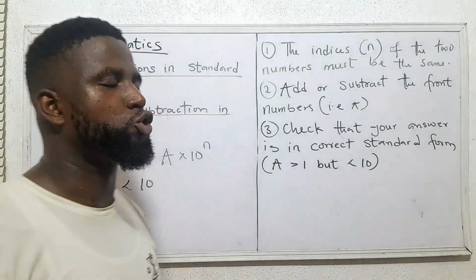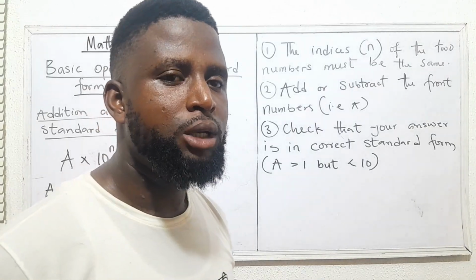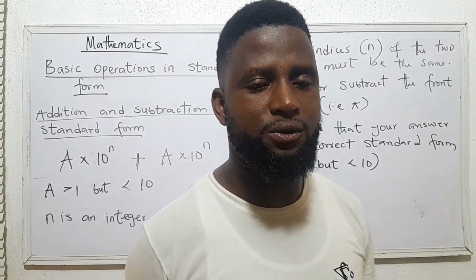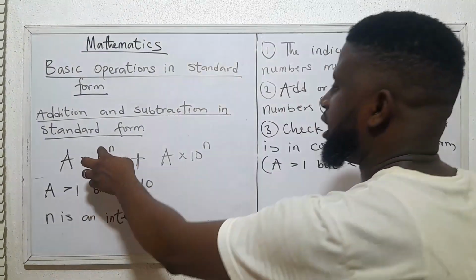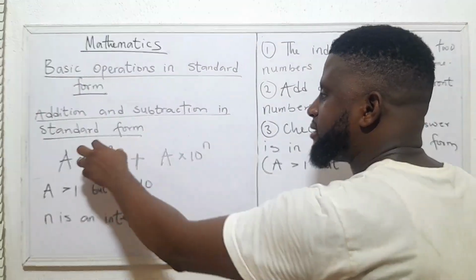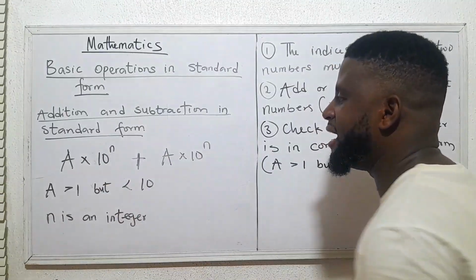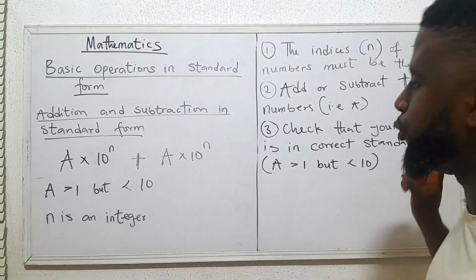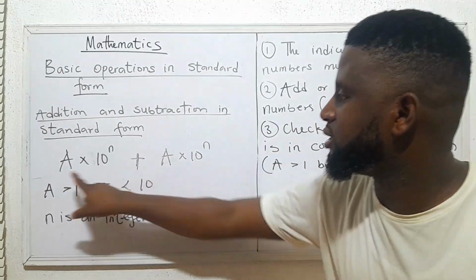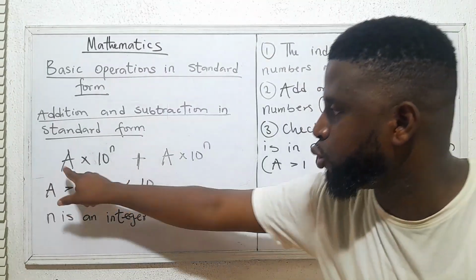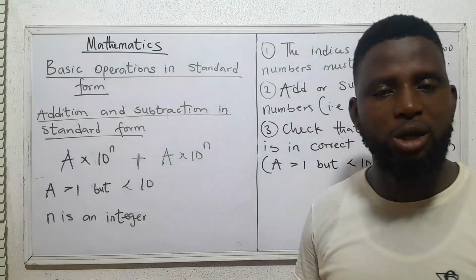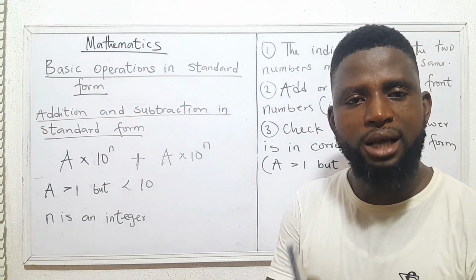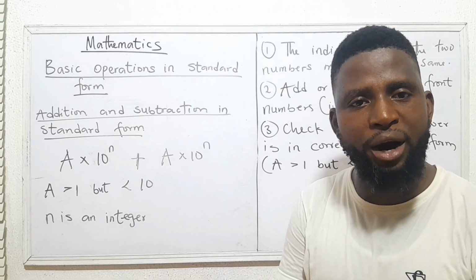So to add or subtract any two numbers in standard form, first ensure that their indices, that is, their n, are the same. Number two, you add the two front numbers, that is the two a's, add them together. And then number three, you have gotten your result, but you need to check that your result is in correct standard form, right?